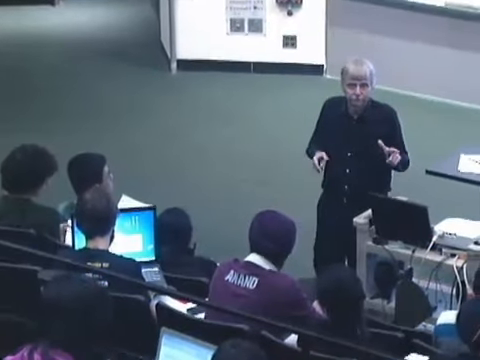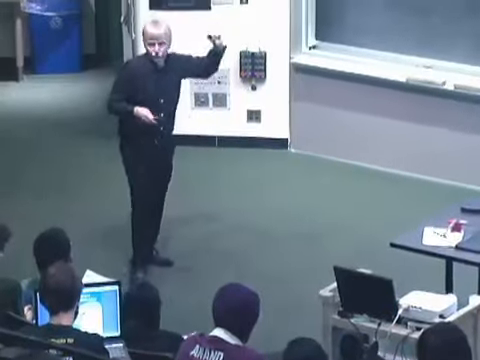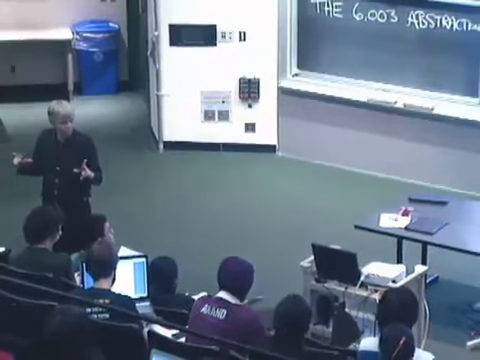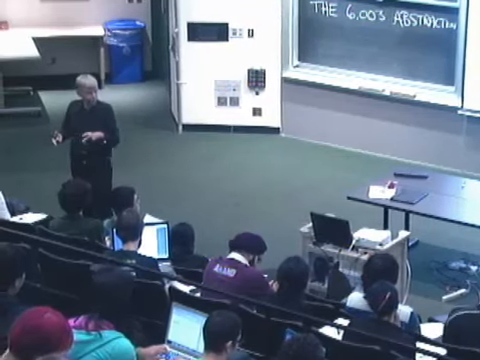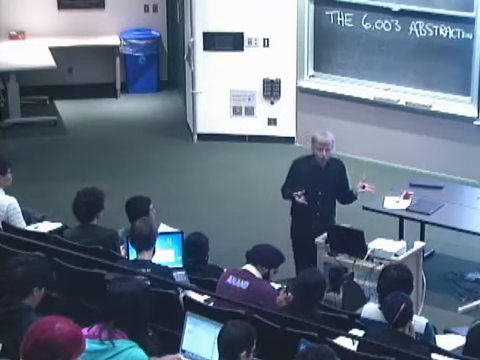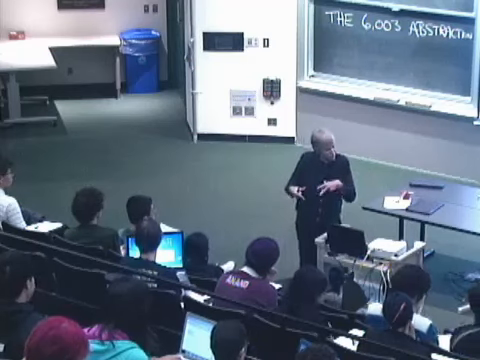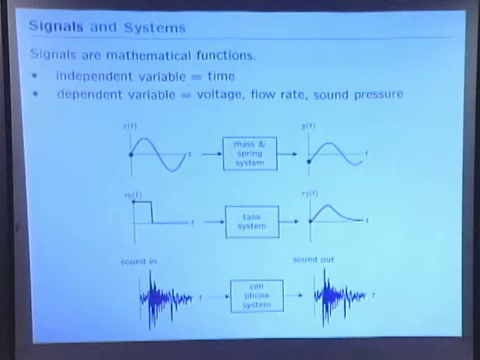So that's an overview of the most important thing we're going to talk about in this class, which is the 6003 abstraction, the idea of representing a system by the way it transforms an input into an output. With that overview, what I want to do next is say a little more about what signals and systems are. It's the signals and systems abstraction. We're going to need to know some more details about what a signal is and what a system is.